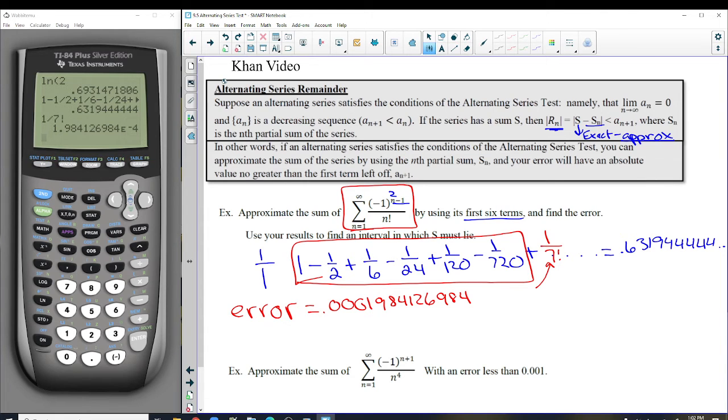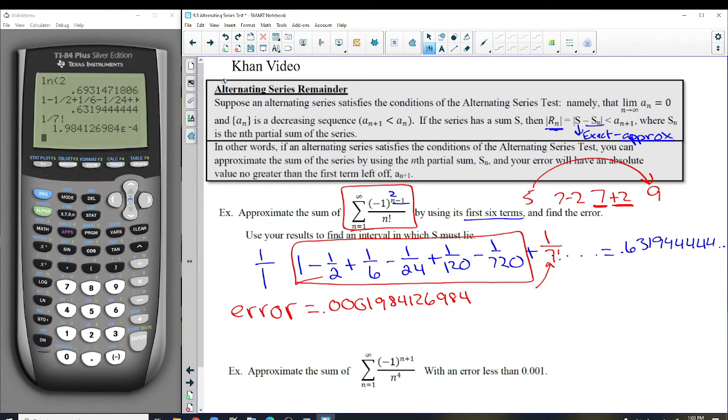Use your results to find an interval in which s must lie. If I guessed that you had $7 in your pocket, and then you told me, well, I'm at the most $2 off, then I could take the approximation, add on the error, and that would be 9. I could take the approximation and subtract the error, and that'd be 5. So if I guessed 7 and you said at most your error is 2, then it could be $5 at least and $9 at the most. So that's exactly what we do here.